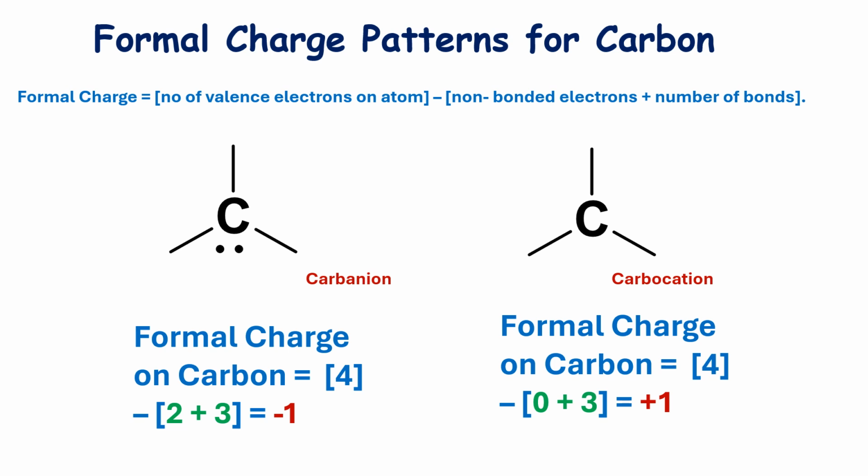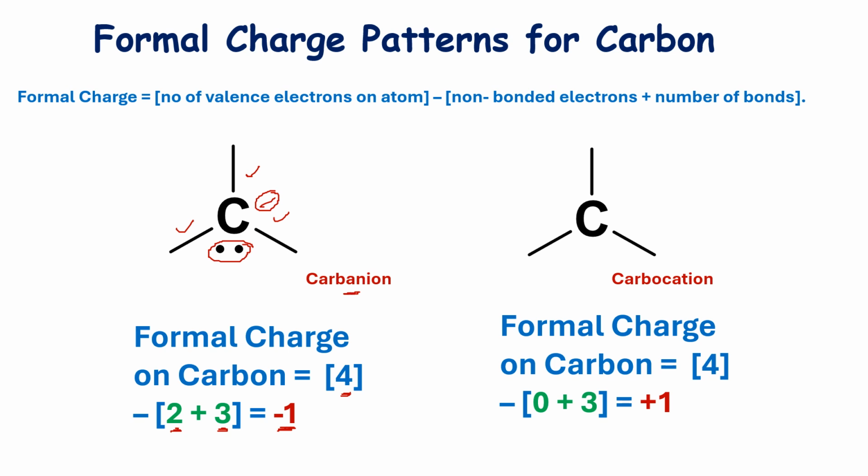Carbon also exists as ions. On this carbon, there are 3 bonds and 2 non-bonding electrons. If we calculate the formal charge, then 4 is the number of valence electrons, 2 non-bonded electrons, 3 number of bonds, so the formal charge is -1. Carbon with the -1 formal charge is known as a carbanion.